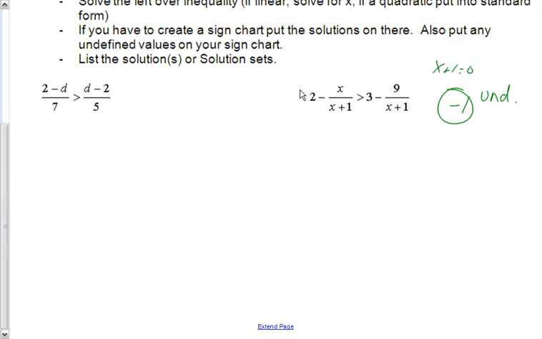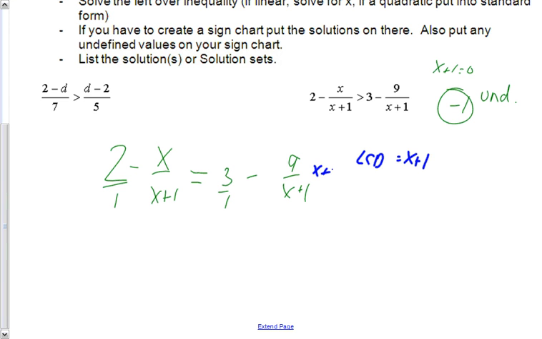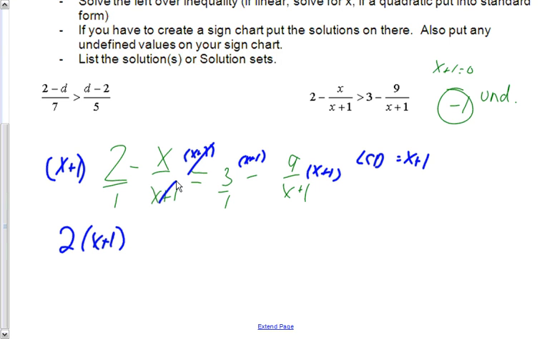Step 2. Change it to an equal sign. 2 minus x over x plus 1 equals 3 minus 9 over x plus 1. The LCD of all these is just x plus 1. So I'm going to multiply all of them by our LCD, which is x plus 1. So x plus 1, x plus 1, x plus 1, and x plus 1. Well, that doesn't cancel, so I got 2 times x plus 1. Cancel, cancel. Minus x equals 3 times x plus 1. And those cancel to be minus 9.